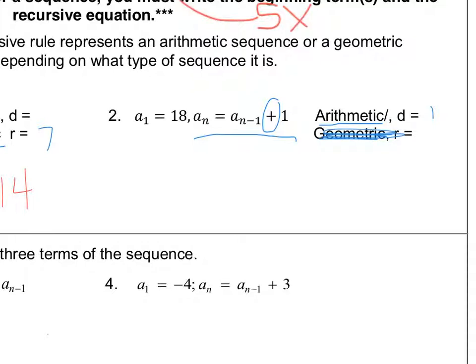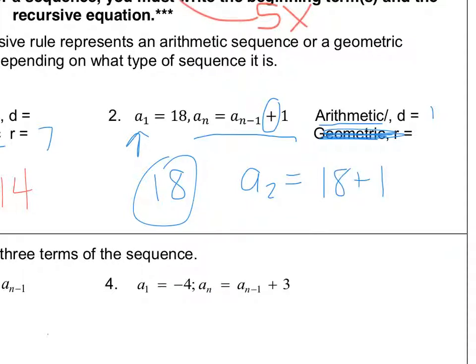Now, if we wanted to actually write the next number in the sequence, we've been given our first term in the sequence is 18. If we want to get our second term, we would say a sub 2, that would be our second term, equals a sub 2 minus 1, so the term before, which is 18, so equals 18 plus 1. So our second term in the sequence is 19. That's all there is to working with this rule.